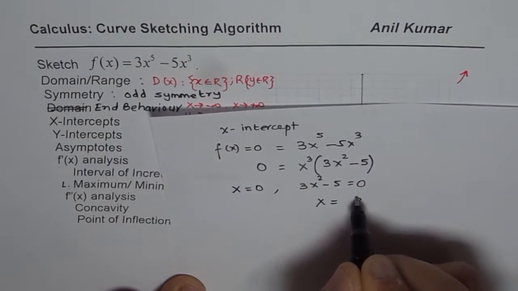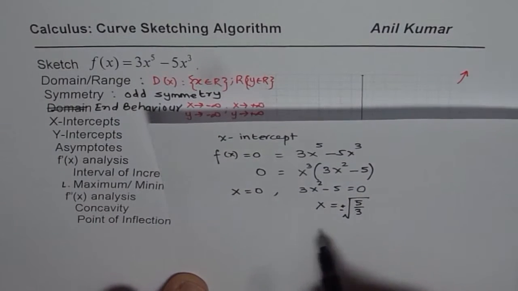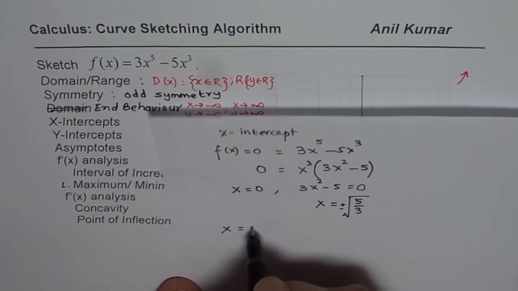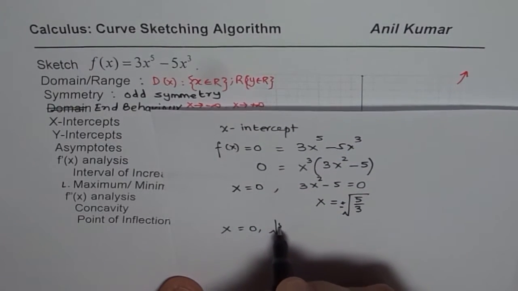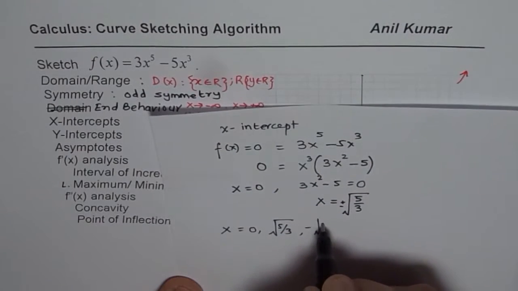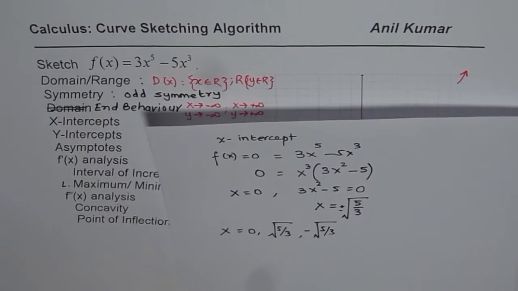One is x equals square root of 5 over 3, and the other one minus, right? So we have 3 x-intercepts. We have x-intercepts at x equals 0, square root of 5 over 3, and minus square root of 5 over 3, right? So these are the 3 x-intercepts for us.